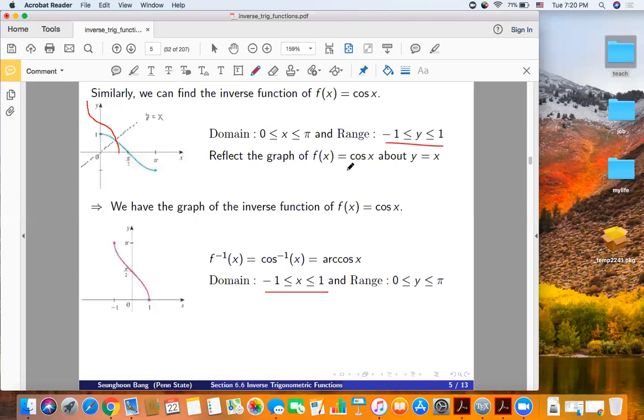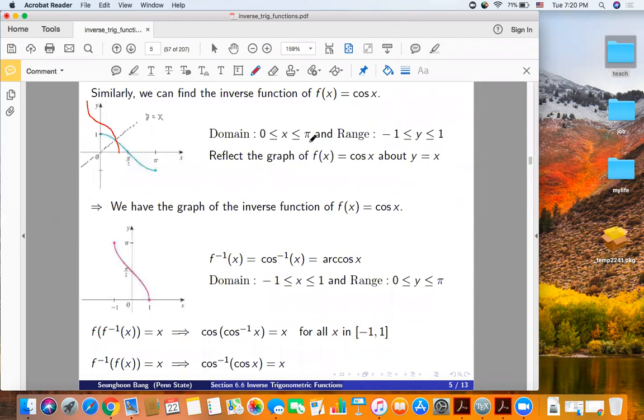So here the range of our inverse function is exactly the same as the domain. So we have the cancellation equations. Cosine of inverse cosine of x equals x for all x in minus 1 to 1. Inverse cosine of cosine of x equals x for x in the domain of cosine, 0 to pi. Okay, this is the idea.